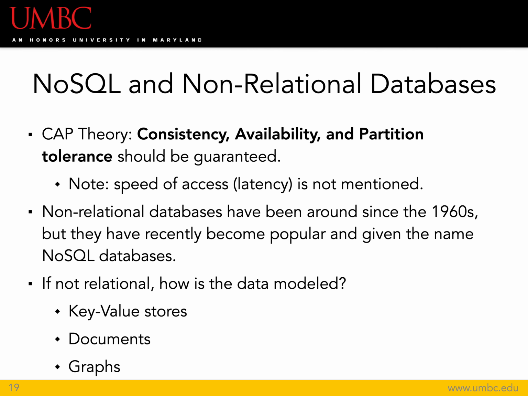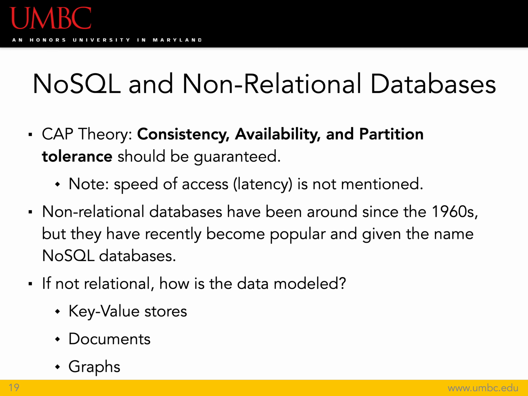Non-relational databases are really trying to address something that isn't guaranteed by relational databases. So in database theory, there is a theory called CAP theory that says that you should try to guarantee consistency, availability, and partition tolerance. And that is the goal of a relational database: consistency, availability, and partition tolerance. But speed of access, especially for large data sets, latency, is not guaranteed under CAP theory. And non-relational databases are designed mostly around improving latency at the cost of some consistency, availability, and partition tolerance.